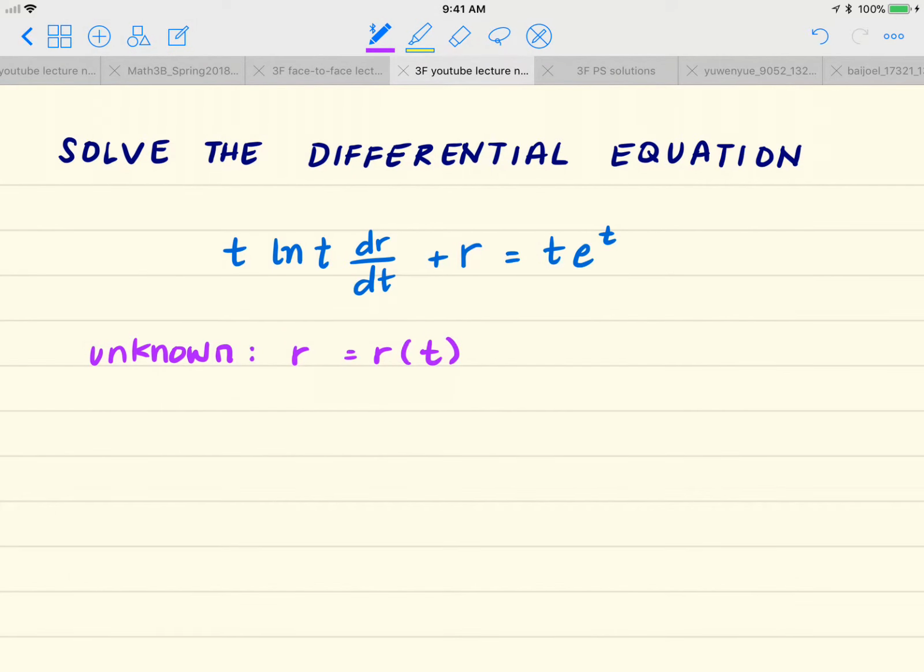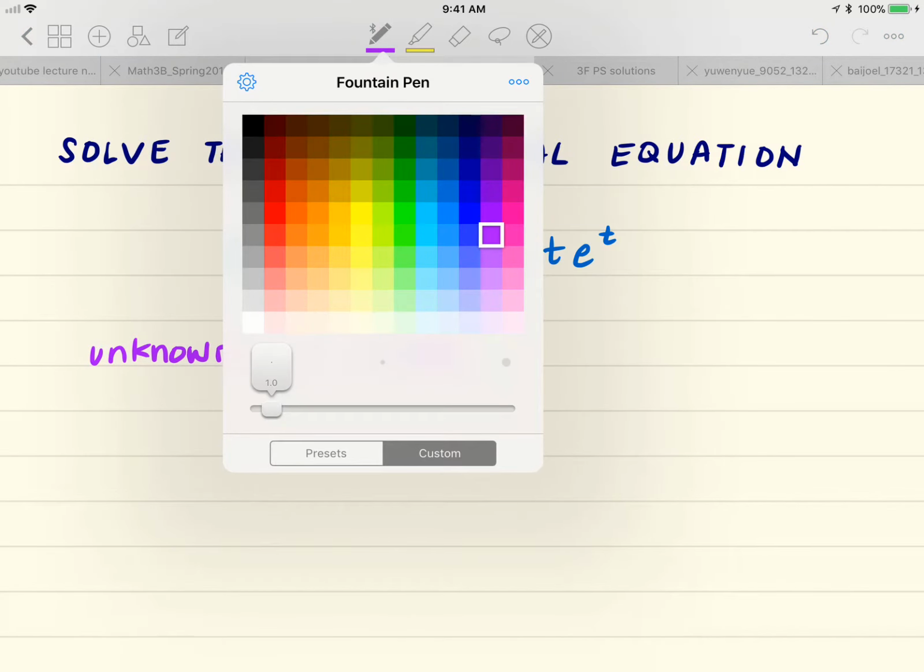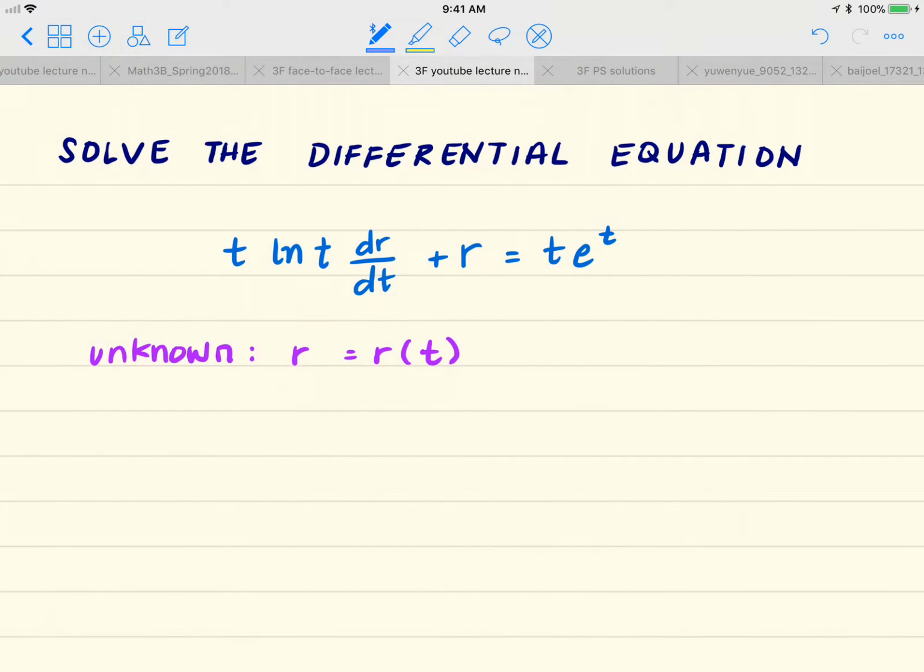All right, so the method that we're going to use is integrating factors. Remember, we talked about how we could use the method of variation of parameters or integrating factors. We now know two methods, so we're going to practice using the method of integrating factors.